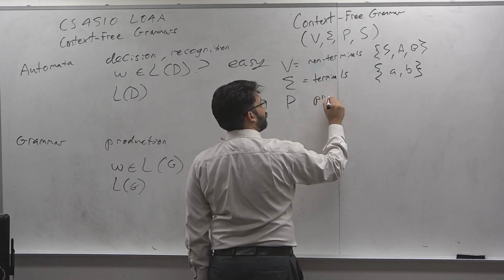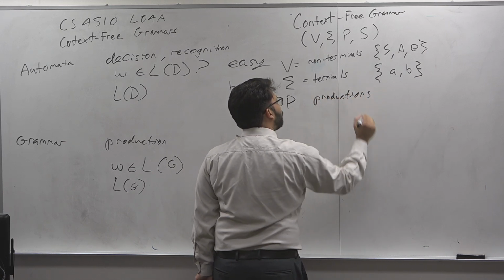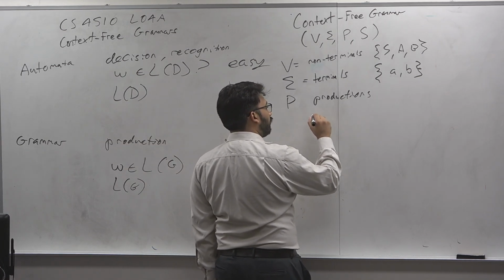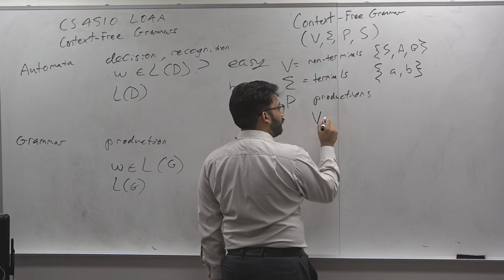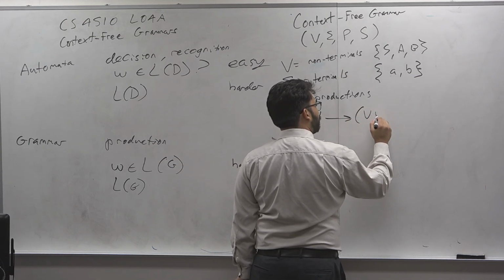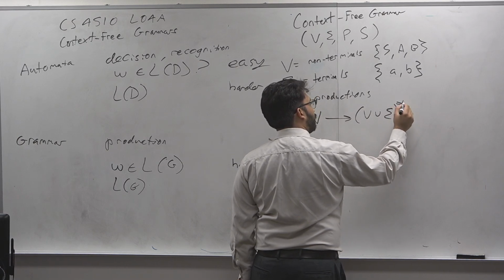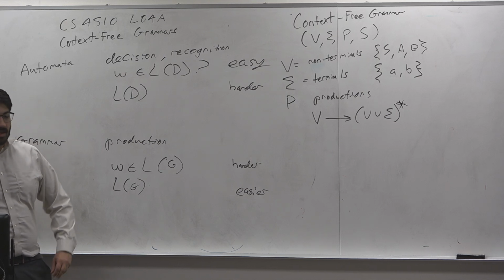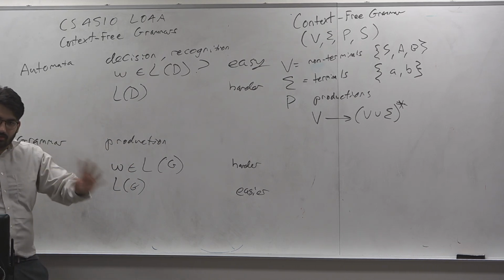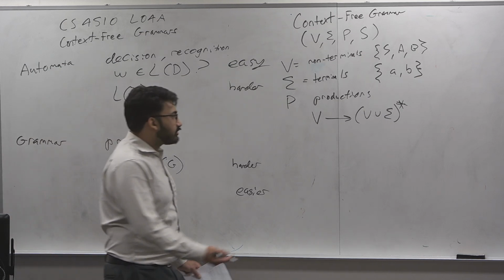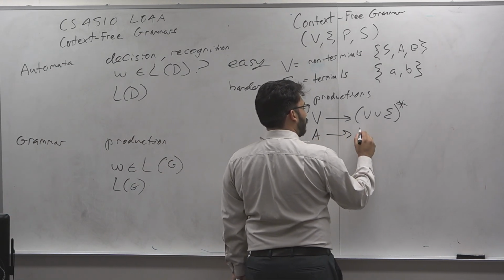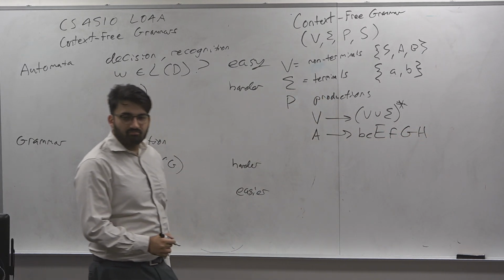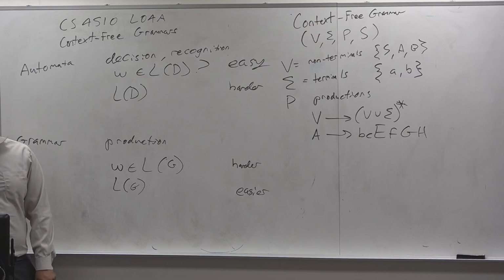P is a set of productions, or rules. What is a production? A production has a left side and a right side. It has a single non-terminal on the left side, then there is an arrow, and then there is a possible string of terminals and non-terminals on the right side. So when we say V union sigma star, what we mean is some sequence of terminals and non-terminals. For example, it could be A goes to lowercase b, c, e, f, g, h, something like that. Anything could go there, and in fact, because it's sigma star, it could even be the empty string.